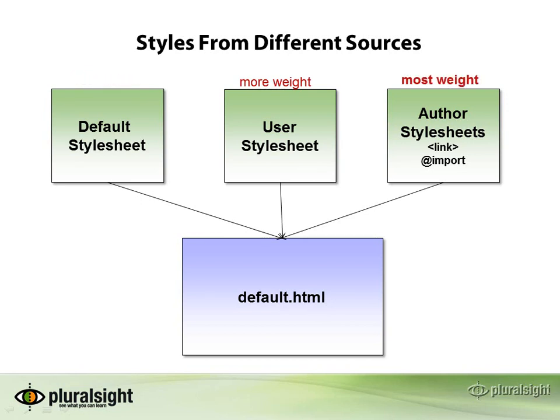Author styles have more importance than user styles, so the styles that you define in your style sheets effectively override anything provided by the browser or by the user. Although there is an exception I can show you in a demonstration, which is one of the easiest ways to understand the cascade.